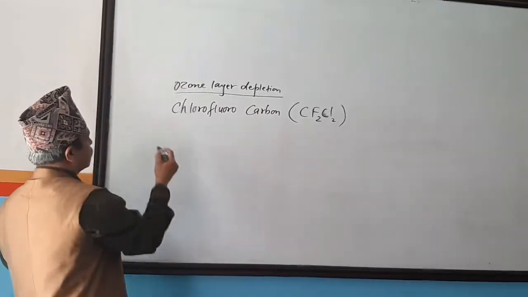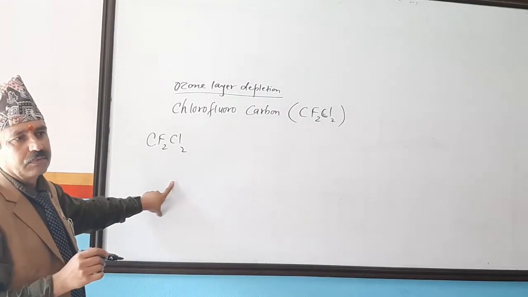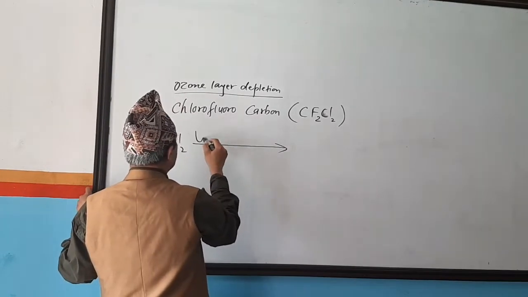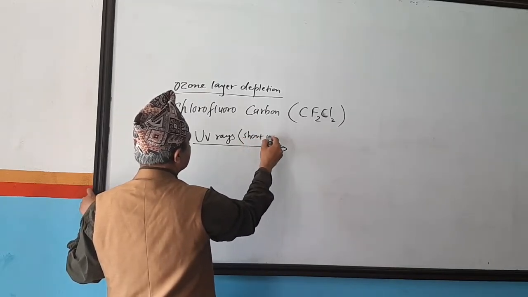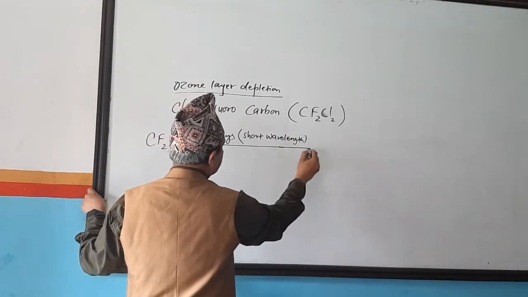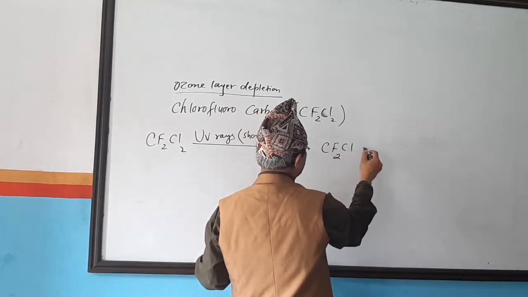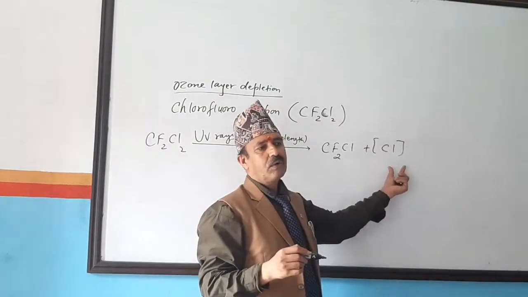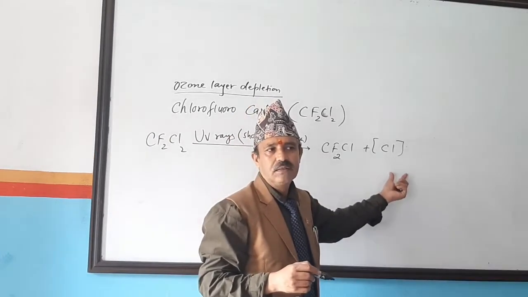Now, what is the chemical reaction? Just to write here. CF2Cl2, chlorofluorocarbon. What is this? Chlorofluorocarbon. And when UV rays, ultraviolet rays of short wavelength, reach it, it breaks down into CF2Cl plus Cl. I have written this Cl inside the bracket. Why? It is in atomic form, highly reactive. Atomic form is highly reactive.